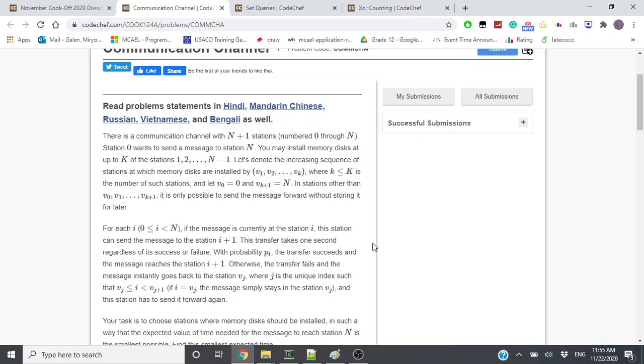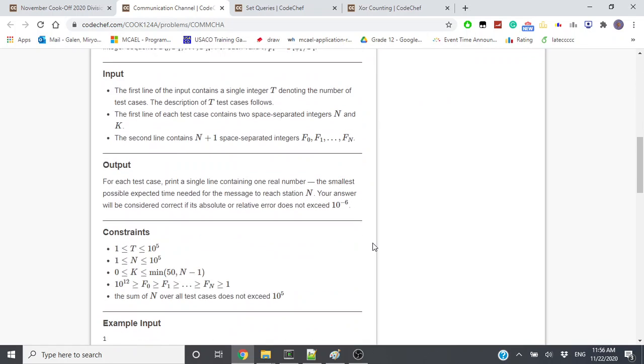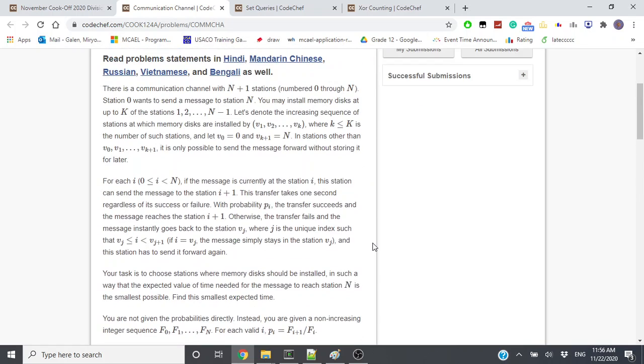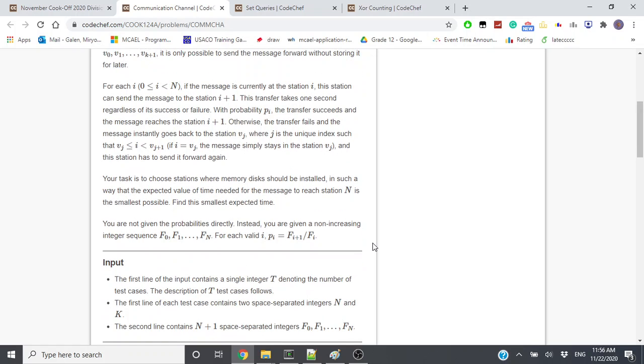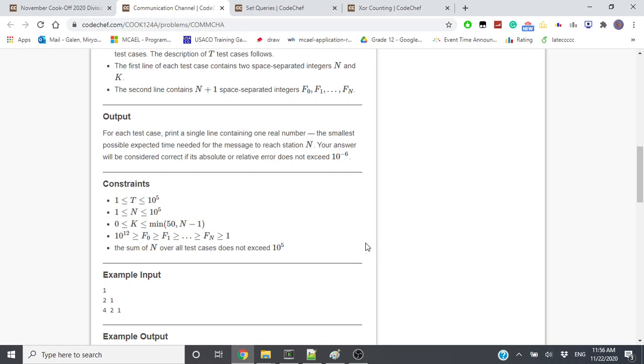So I can send it to i+1. What the hell? With probability p_i, the transfer succeeds and the message reaches station i+1. Otherwise, the transfer fails and the message instantly goes back to station v_j. Let me guess, everything's huge. N is 10 to the 5th, k is 50. Interesting. What do I print, the expected value? Is it doubles?